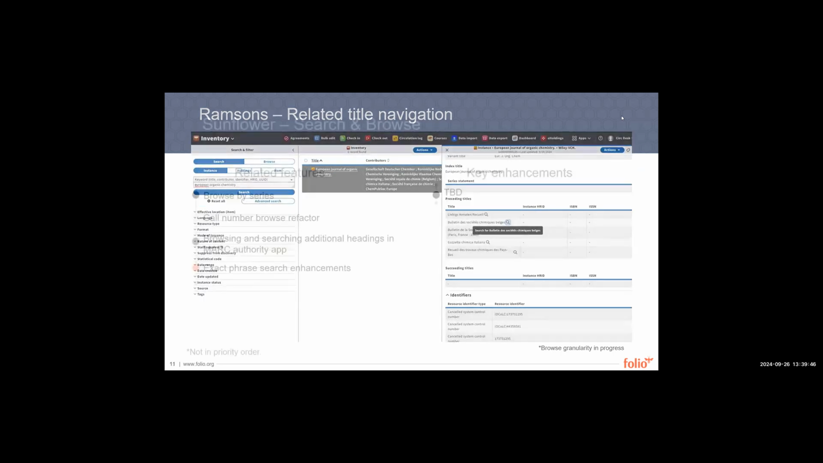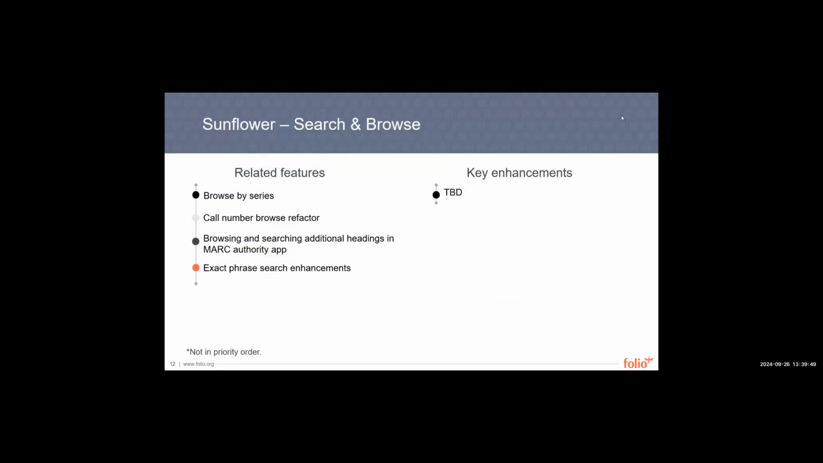All right. So moving on to Sunflower. The list of features specifically related to search and browse include browsing by series, as well as performing a refactor of call number browse. What this does will simplify the code. We will create a more stable foundation on which to build, and hopefully, we will fix existing issues. We are adding additional headings to browse and search in the MARC Authority app, and then we're making enhancements to exact phrase. We will, of course, be doing work that's smaller in scope, but some key enhancements. We're just still teasing out what that work will be.